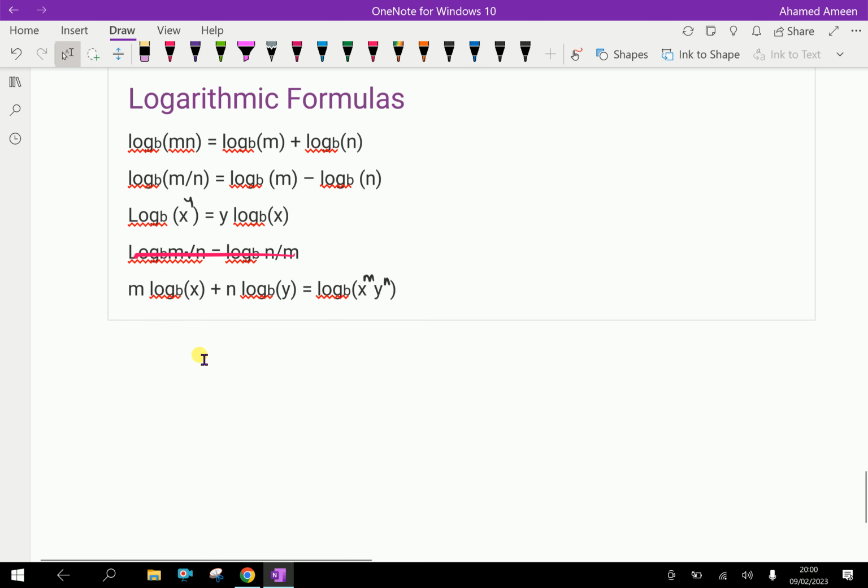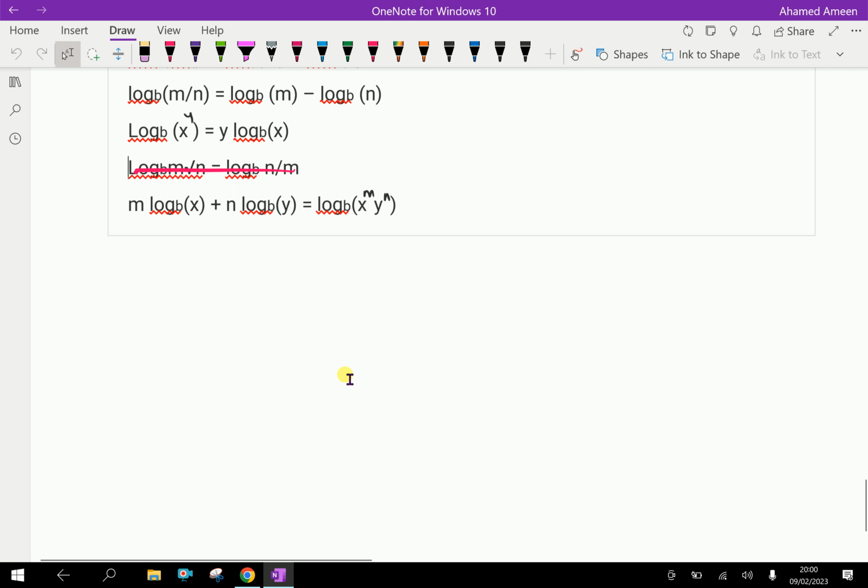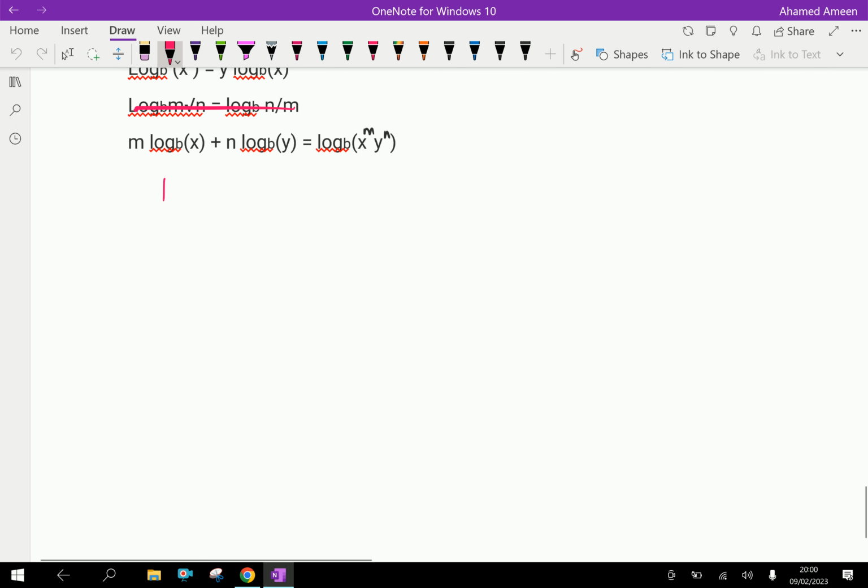Next is log of x power m base b plus log of y power n base b. First we have to use the power rule, as m log of x base b plus n log of y base b. Now use the addition rule, which gives log base b of x power m into y power n.